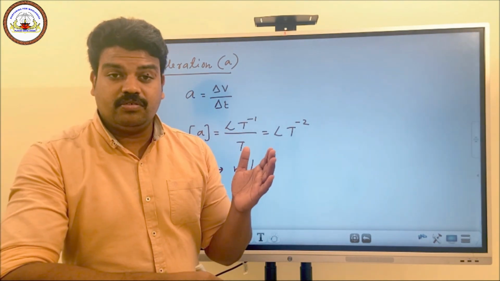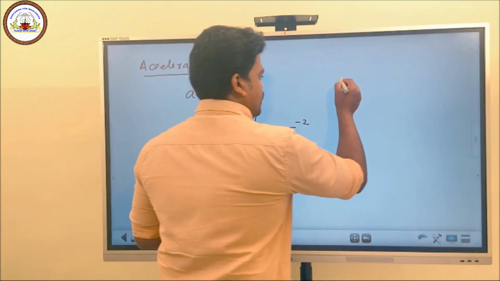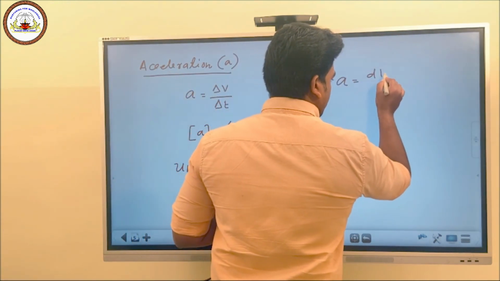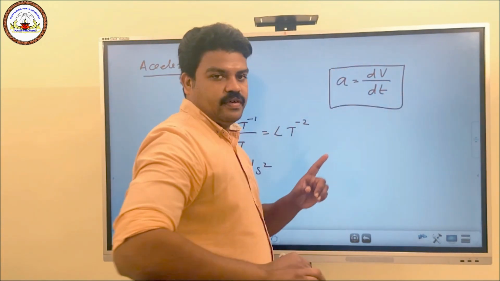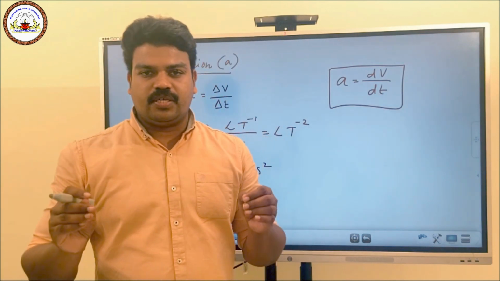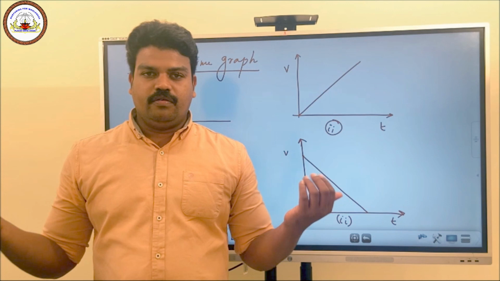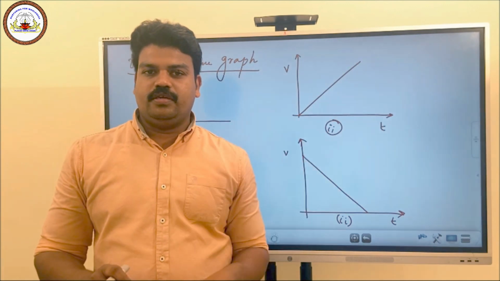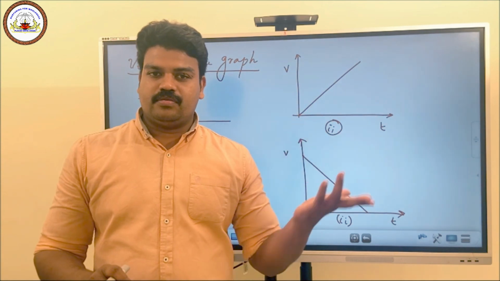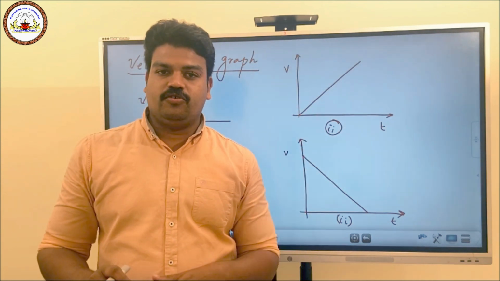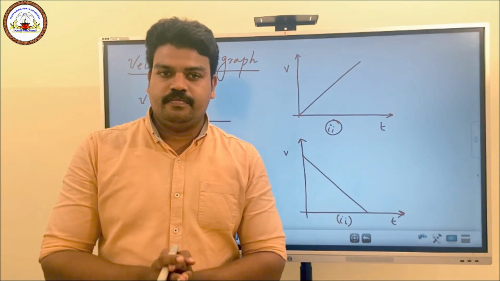Acceleration is the rate of change of velocity. Instantaneous acceleration a is equal to dv by dt. The first derivative of velocity with respect to time gives acceleration. Okay. Now we have the topic velocity time graph. We already discussed in class 9 the position time graph of different objects. Now we have the importance of velocity time graph.